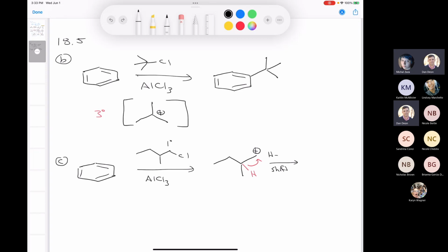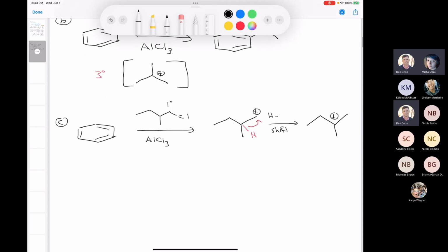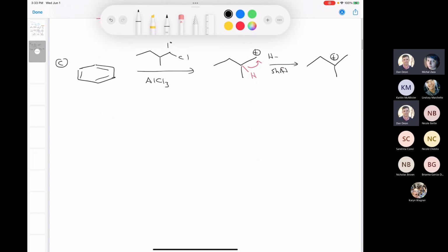oops, what am I drawing? I'll try to draw it the same way it is here. You're going to end up with this, where we have a secondary carbocation. And so some of the nucleophilic attack will occur on this intermediate here. So that's a secondary carbocation.